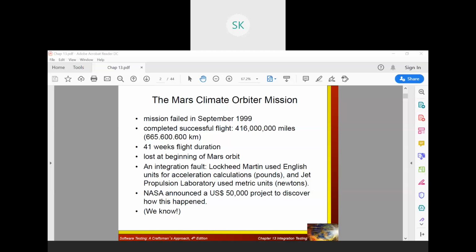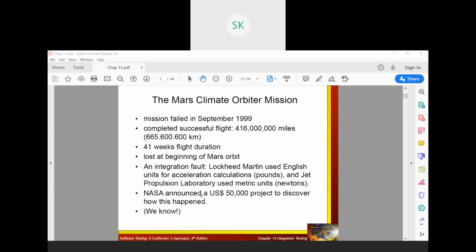In that mission, they integrated two different terminologies. One was Lockheed Martin, who used the English units for acceleration calculation, for which pounds were used, whereas Jet Propulsion Laboratory, another part of that Mars Climate Orbiter mission, used the metric units in terms of newtons. So there was a conflict arising, and they had not checked for it. They thought everything worked similarly, so they just launched the project. But ultimately, it was a failure.